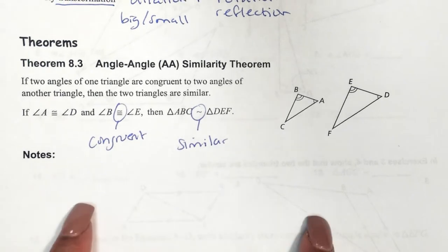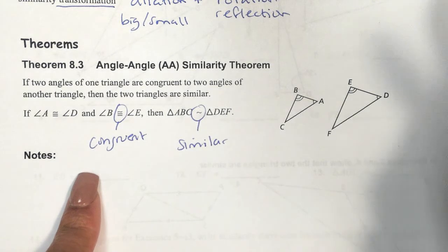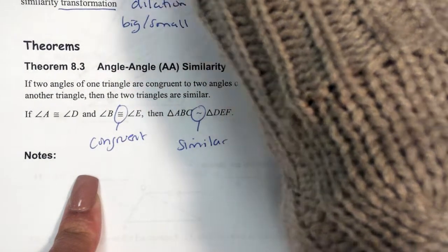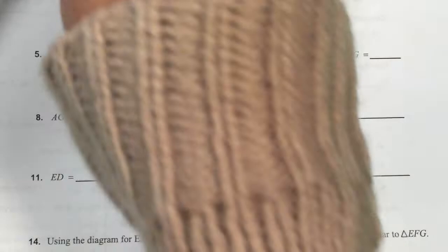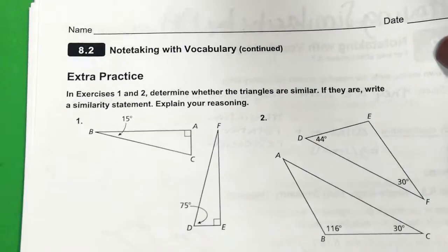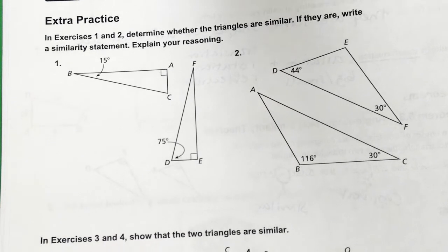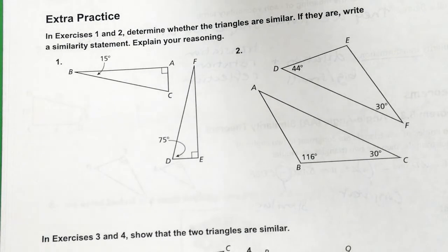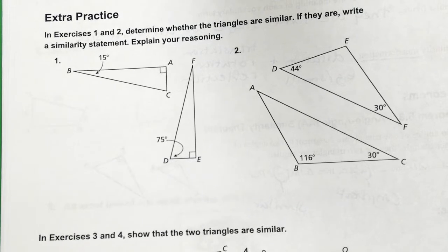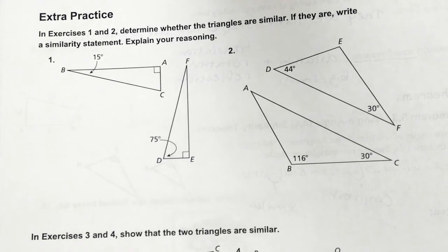So we're going to dive into the extra practices, because that's going to be the best way I can give you examples. So turn to page 13 or turn to the next page. And we're already on to our first example. See, that was really short notes. So these probably last about 10 minutes. So number 1 and 2 is asking to determine whether the triangles are similar. And if they are, write a similarity statement.